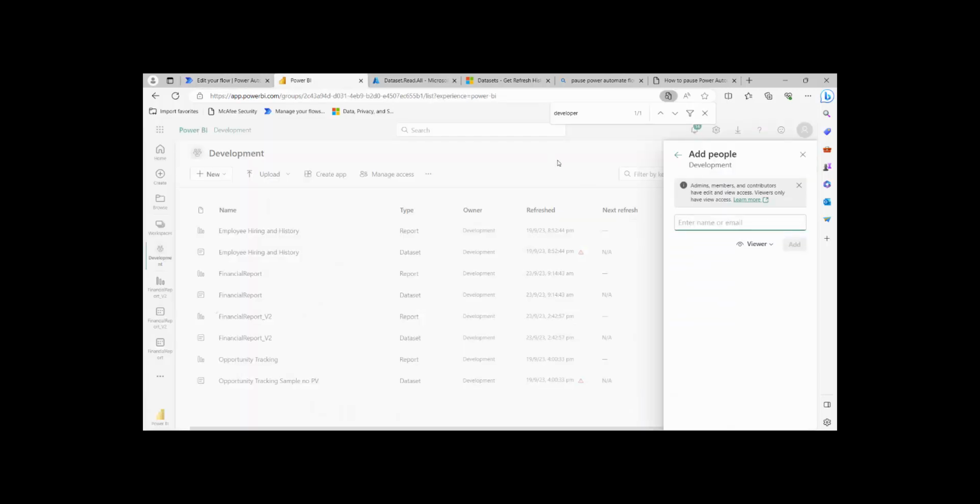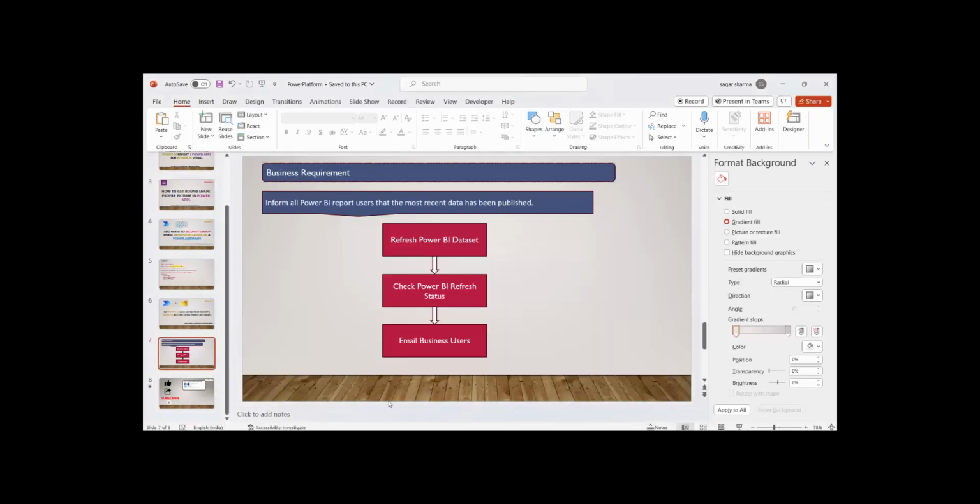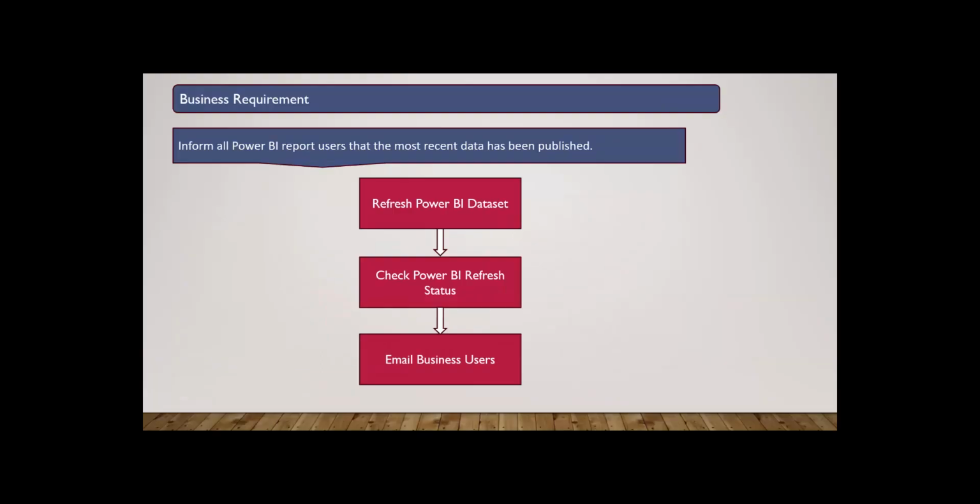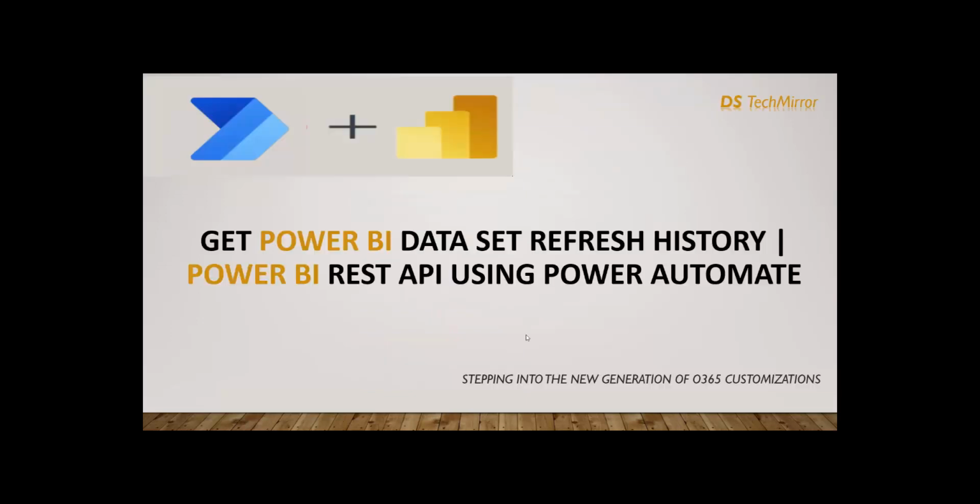So if you see this business requirement, we have successfully completed the complete business requirement. Plus, we understood how to use this REST API using Power Automate and what all other REST APIs are provided by Microsoft for Power BI. For that, the link is in the description box below. You can go through that.